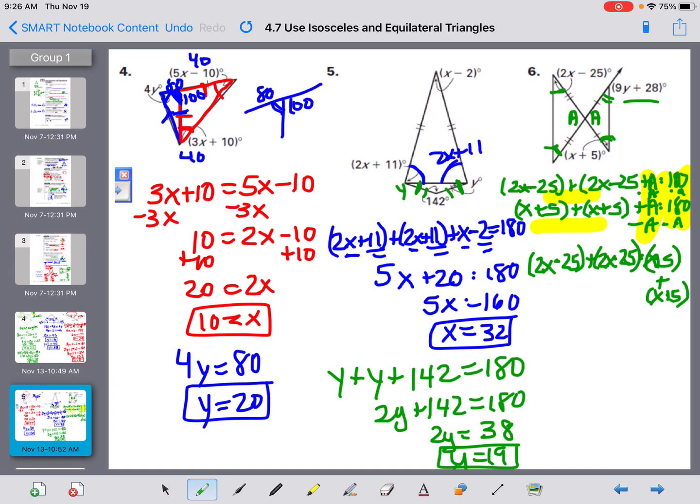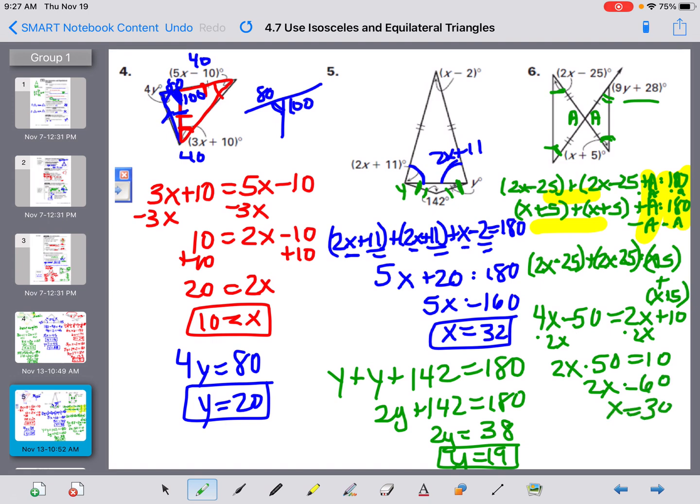So on the left side, I get 4x minus 50. On the right side, I have 2x plus 10. And I'm solving for x. Subtract 2x. I get 2x minus 50 equals 10. Add 50. 2x equals 60. Divide by 2, and x equals 30. Okay. Just so you know, I'm not going to throw one of these at you on a test or quiz, but it's kind of good to get some more algebra skills in here and figure some of this out. Okay, so we did get x equals 30.